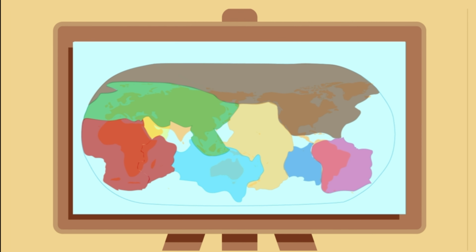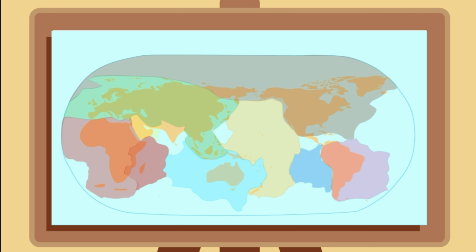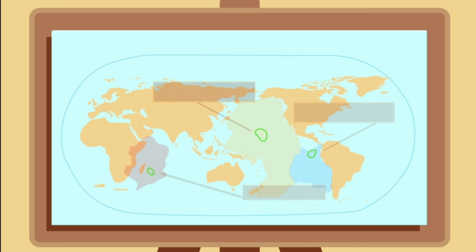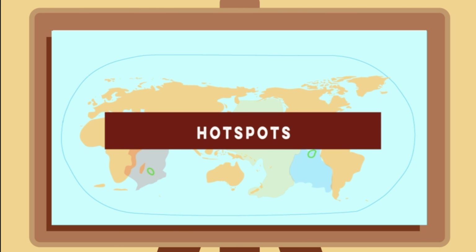Not all volcanoes fit neatly along plate boundaries, though. Some occur in the middle of tectonic plates, far, far away from any boundaries. These are often called hotspots.